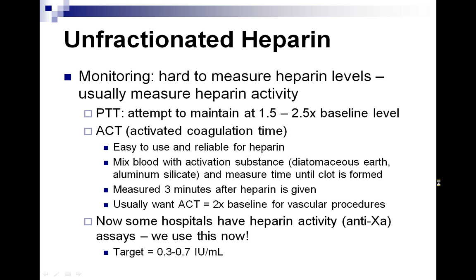Now, in our hospital and many others, there's actually a heparin activity assay. And this is the most reliable, certainly for patients who are on the floors who can't necessarily have an ACT drawn. And so you want to target to be somewhere between 0.3 to 0.7 units per milliliter.